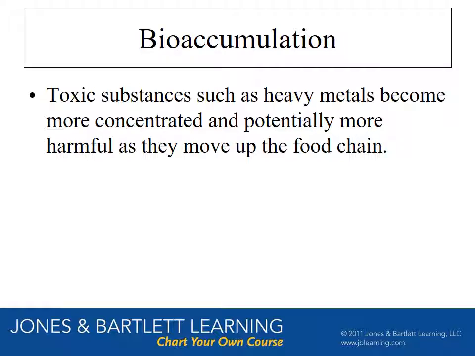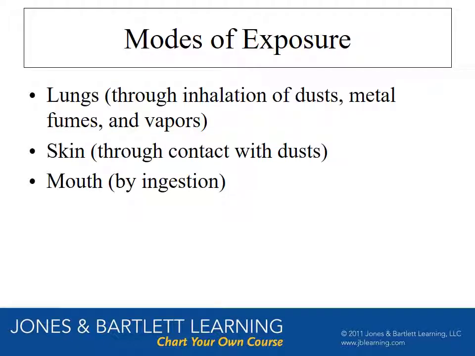Bioaccumulation is an important concept when we're thinking about chemicals in the environment. Metals have the opportunity to become more concentrated and harmful as they move up the food chain. And this can get concentrated so that the predators at the top of the food chain, let's say it's humans, can get higher doses. A good example of bioaccumulation of metals is mercury in fish.